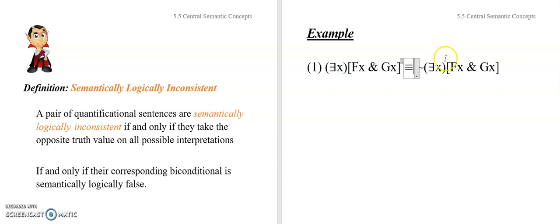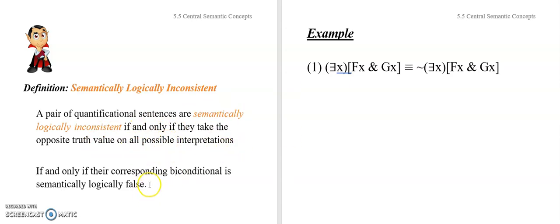Their corresponding biconditional, which would be this guy. So now we've got a single sentence that's a biconditional, right? Provided this biconditional is a semantic logical falsehood, provided this biconditional here is a contradiction, then we would say that the two sentences are semantically logically inconsistent. They're going to take opposing truth values on all possible interpretations.